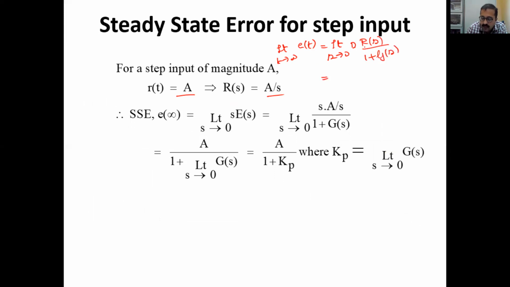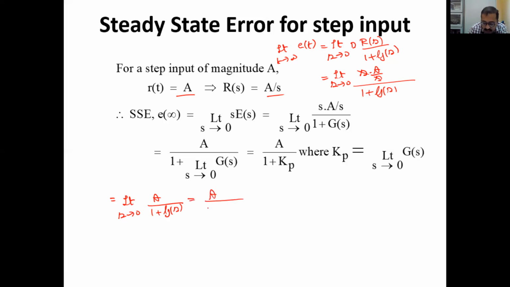Okay, but what is my R of S? It is A by S. So that means limit S tends to 0, S into A by S, whole divided by 1 plus G of S. This S and this S get cancelled. So what will you get? Limit S tends to 0, A divided by 1 plus G of S. Okay, A is a constant, so the limit S tends to 0 can be brought down to the denominator. So it becomes A divided by 1 plus limit S tends to 0, G of S.